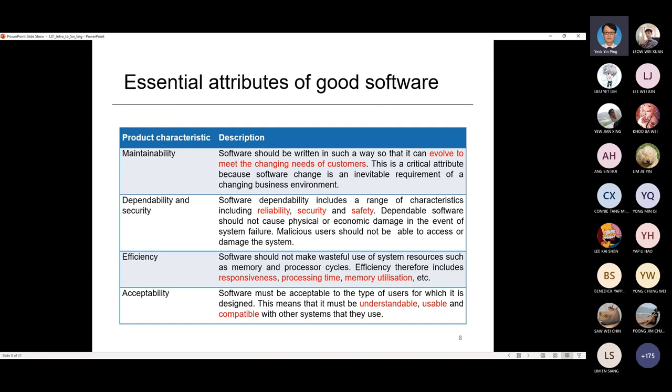And acceptability: I didn't guide you to use MS Teams the first time. Do you know how to use it? This is called understandability. And whether it's useful or not, so far it's useful. Even though there are a lot of issues, it's useful. And compatible or not, sometimes not that compatible. So from there, you can conclude whether this software is a useful, good software or not. Okay, this is how you're going to judge a particular software.